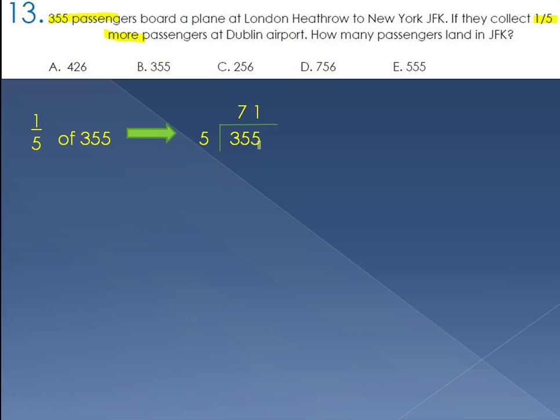So they say a fifth more passengers at Dublin Airport are collected. So you need to add 355 plus the 71, and it gets you 426. So 426 landed in JFK altogether. 355 boarded at London, and another fifth, which is 71, boarded in Dublin Airport. So a total of 426 landed in JFK. The answer has to be A, 426.